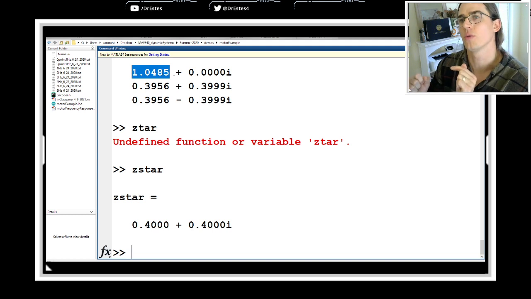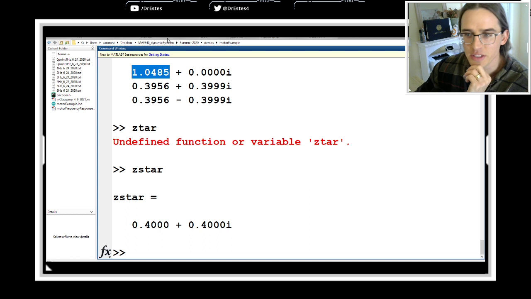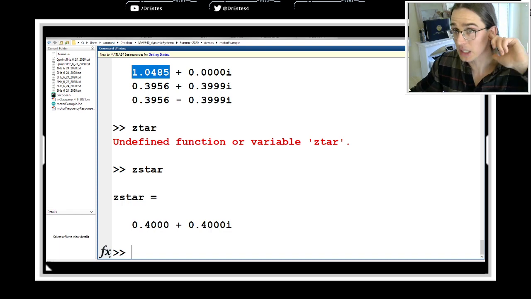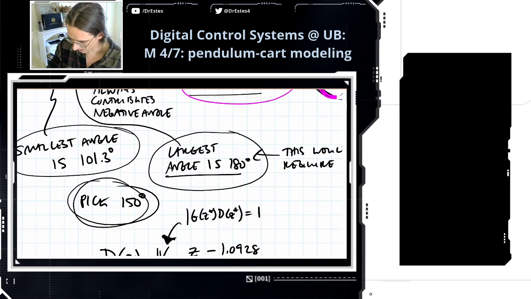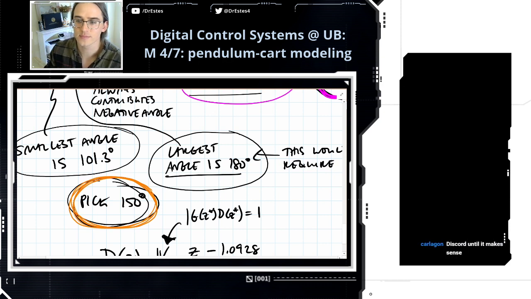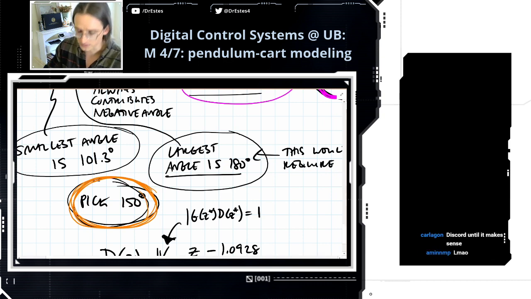So what you need to do at this point is go back to the beginning and go to where you made this assumption, picking 150 degrees. And you have to pick something else. Iterate until it makes sense. This is bad. Very, very, very bad. You have to pick something else.